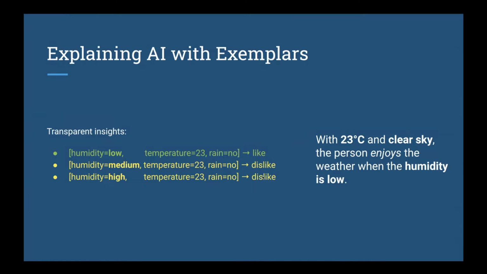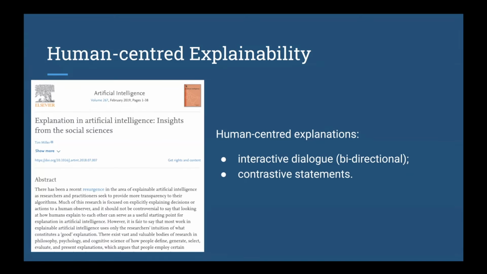For all three examples, like and dislike, the temperature and the rain do not differ. The only differentiating factor is the humidity. Then we can zoom in on the humidity and see that, given the temperature being 23 degrees and the weather being sunny, the only differentiating factor is humidity. So if the humidity is low, the person likes the weather, whereas if the humidity is high or medium, the person dislikes the weather.